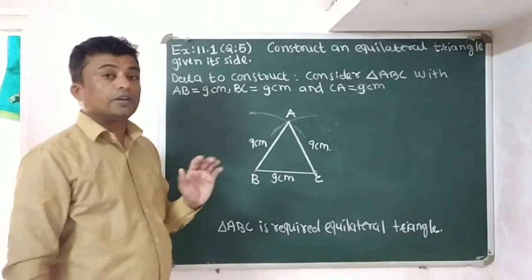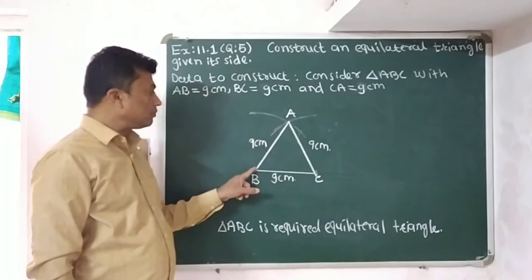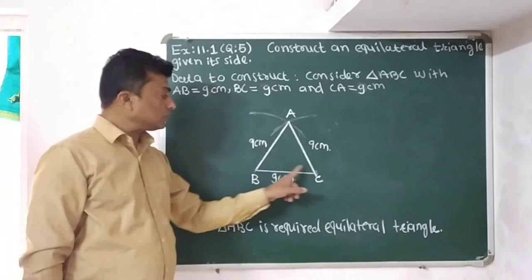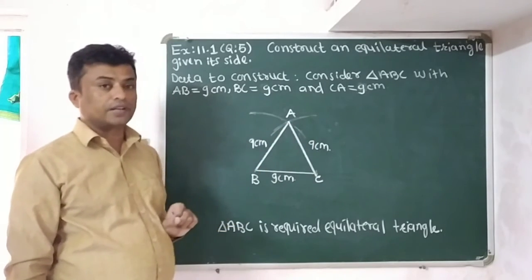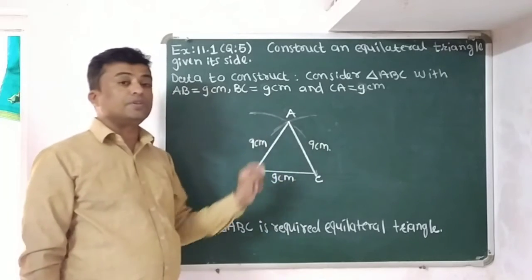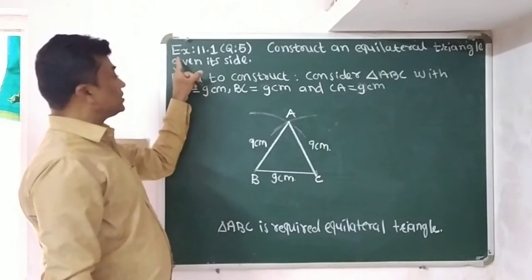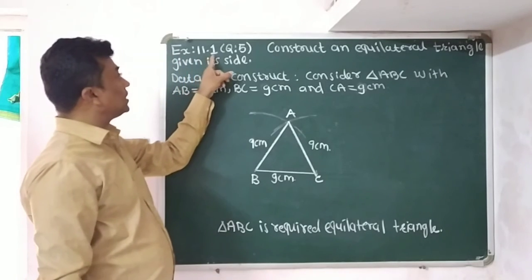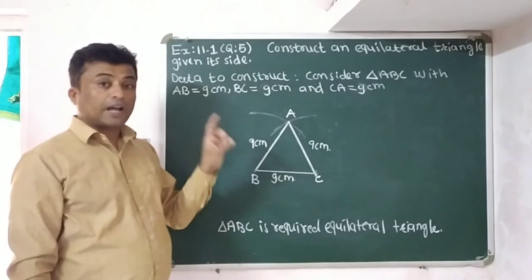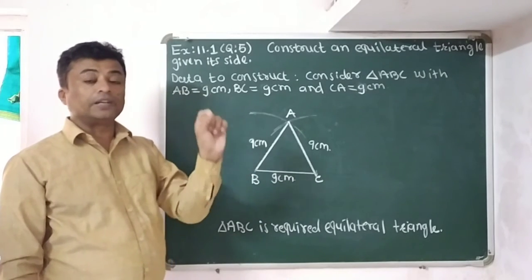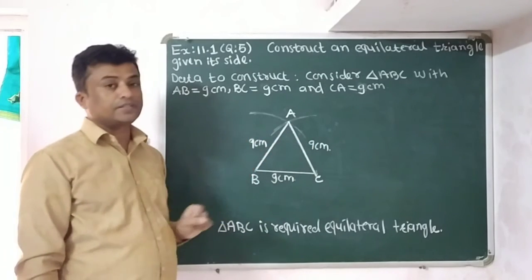Here we constructed triangle ABC in such a way that the length of AB is 9 centimeter, the length of BC is 9 centimeter and the length of CA is also 9 centimeter. So triangle ABC is the required equilateral triangle. This is the explanation of exercise 11.1 question number 5. Here we constructed an equilateral triangle ABC with all its side lengths 9 centimeter.